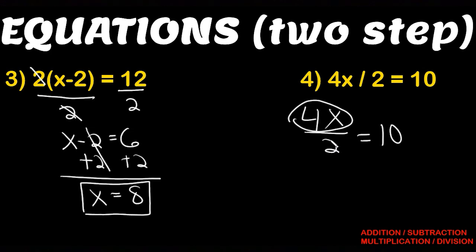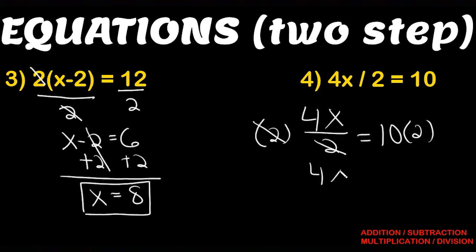Well, I need to get rid of this 2 here. And this is division, right? We have division right here. So the opposite of division is going to be multiplication. So I'm going to multiply both sides by 2, right? So we're going to go ahead and do that. This will cancel here. It always does. I get 4x is equal to 10 times 2. It's 20. Okay, so now I have that 4x isolated.